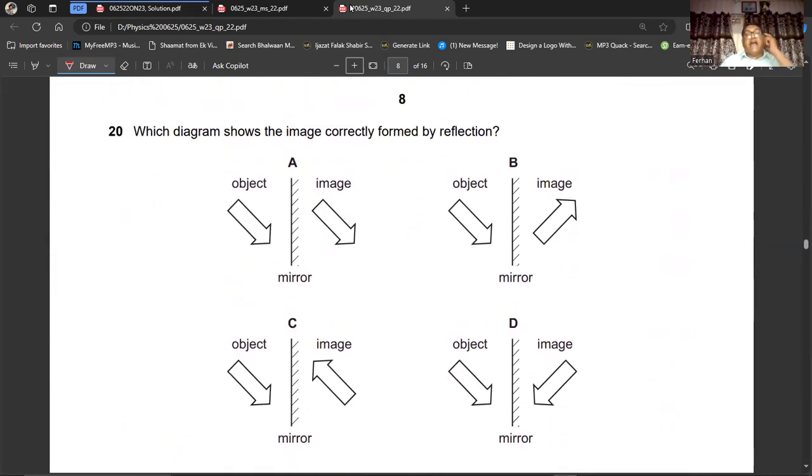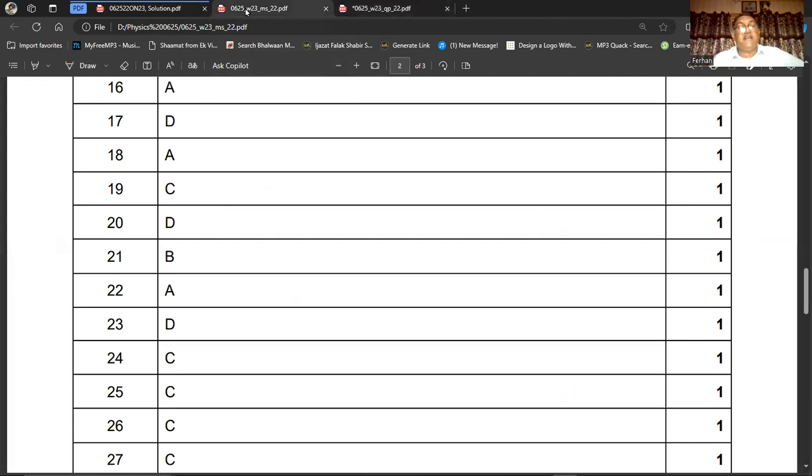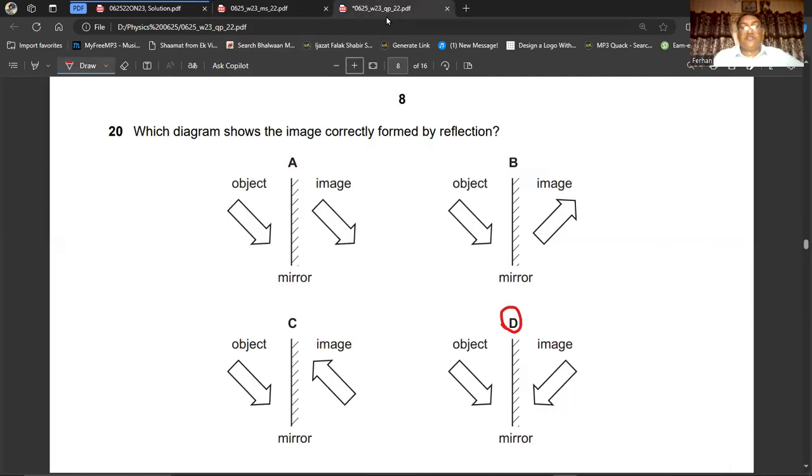Which diagram shows the image correctly formed by reflection? In reflection, the image flips, okay? So very easily, all the other diagrams are wrong. D is the right option, sir. This is the exact image in the mirror. D is the right option. Question number 20.